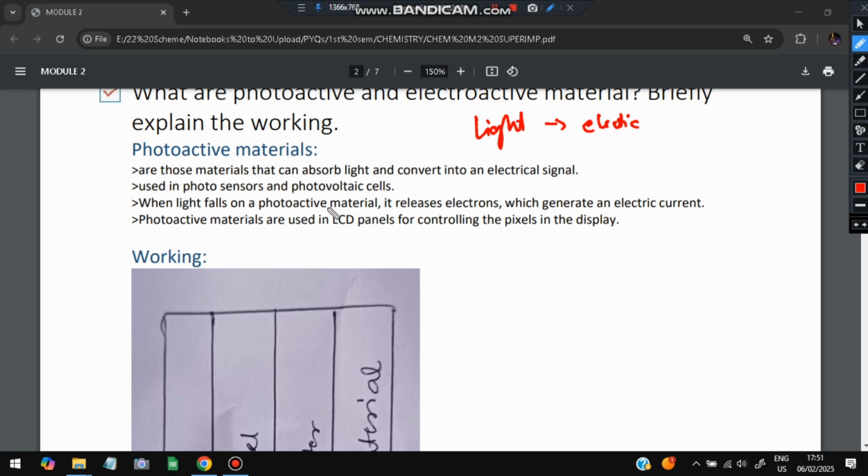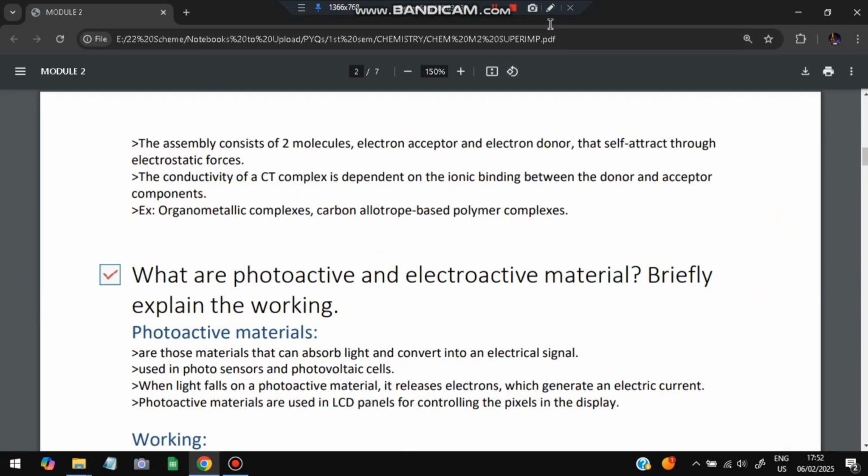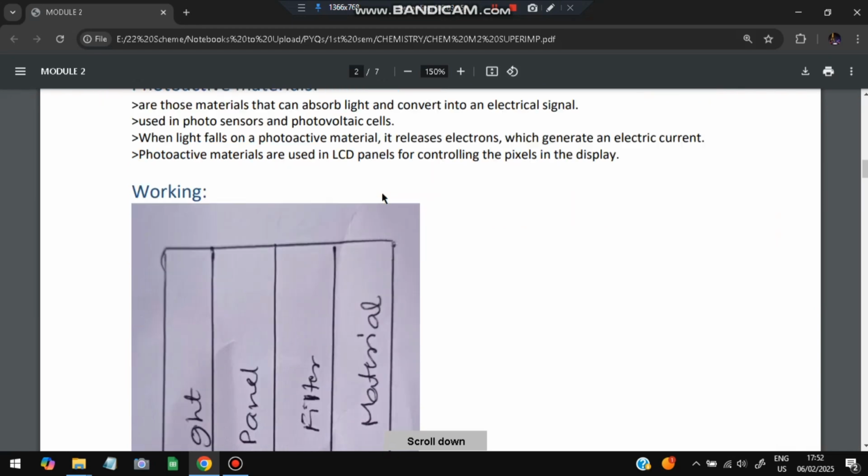When light falls on the photoactive material, it releases electrons which can generate electric current. Example is, it is used in LCDs. The diagrammatic representation is as follows. Here the backlight is present, so the light falls on the backlight, and the LCD panel is present here, with the polarizing filter and the photoactive material. So actually the light gets converted to electric signals in this working, in the photoactive materials.